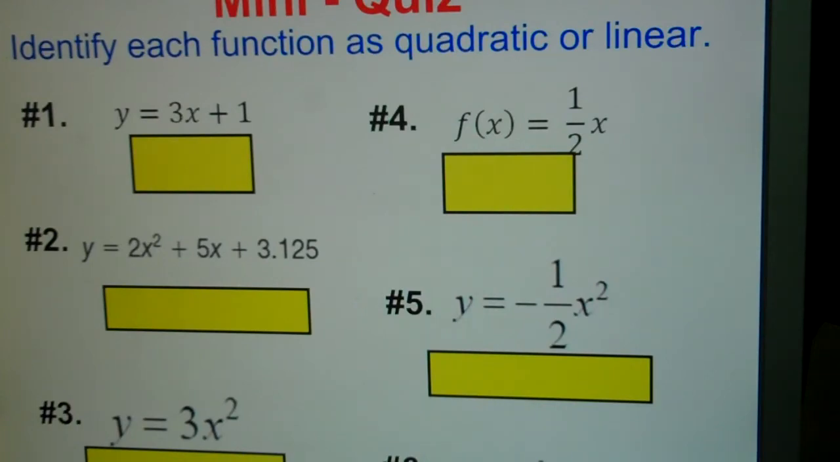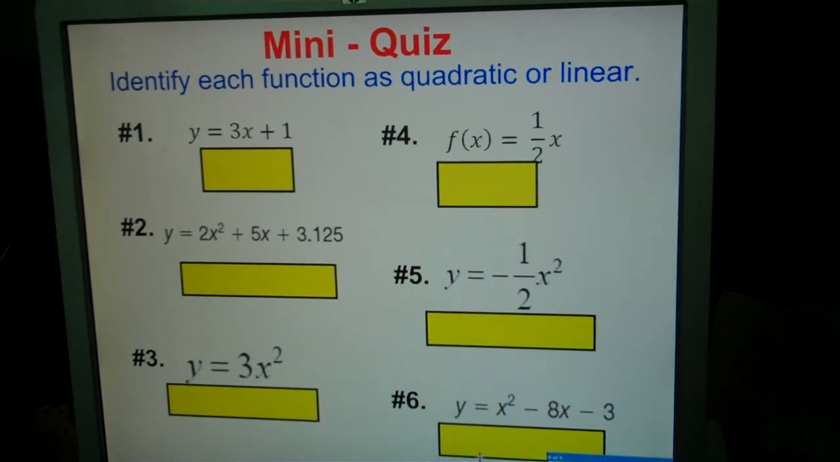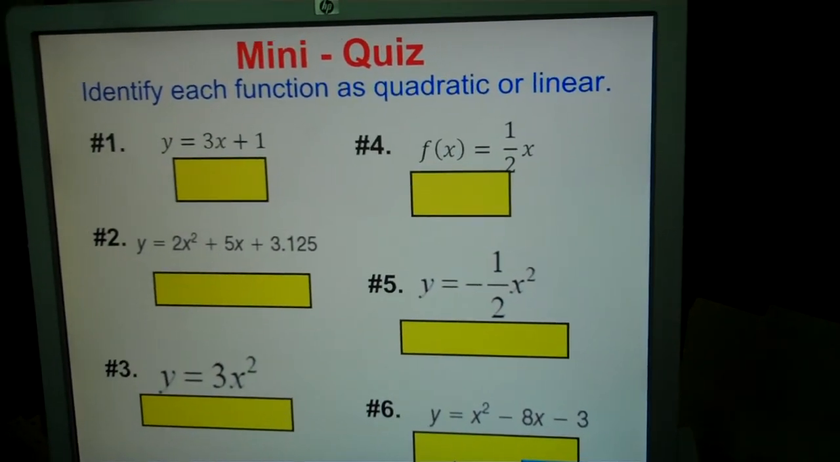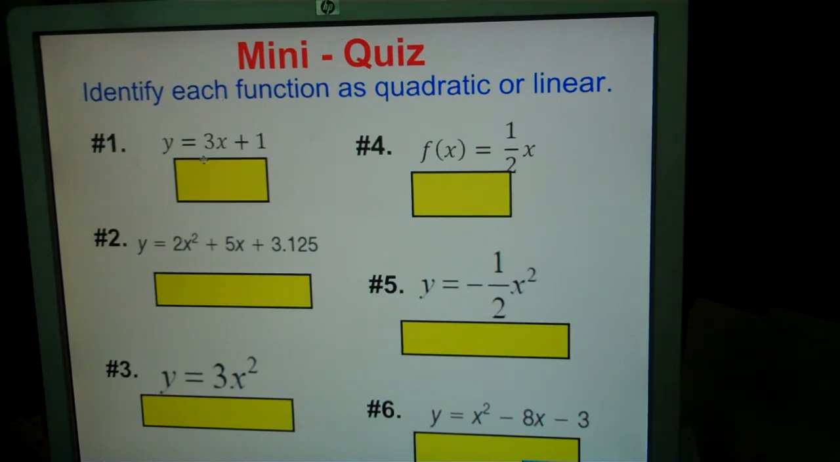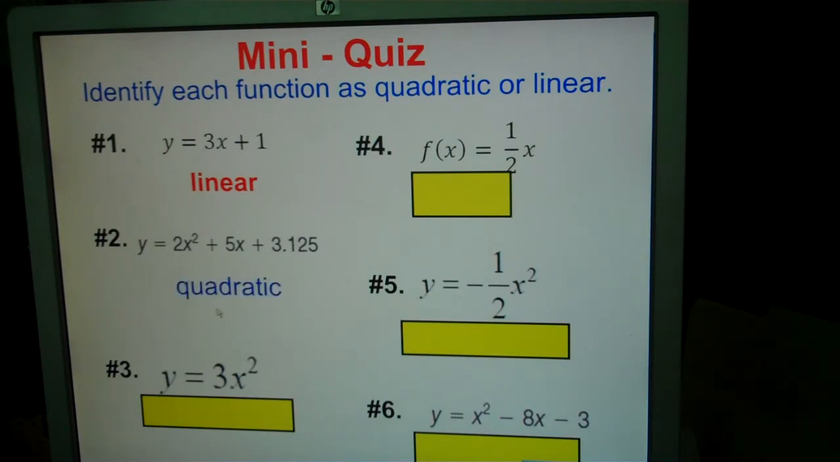Oh, let me zoom out. There you go. Now you can see. All right, number 1, linear or quadratic? Should have said linear. There's no x squared. All right, the little square, that's what is a dead giveaway that it's a quadratic. All right, number 2, linear or quadratic? Quadratic. There's my x squared, and it's in standard form.